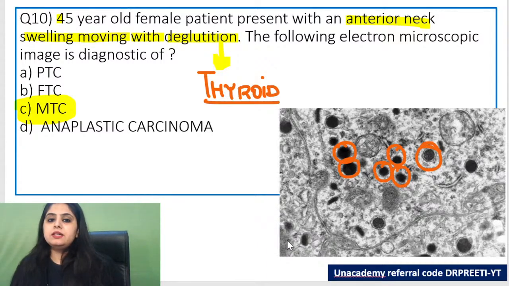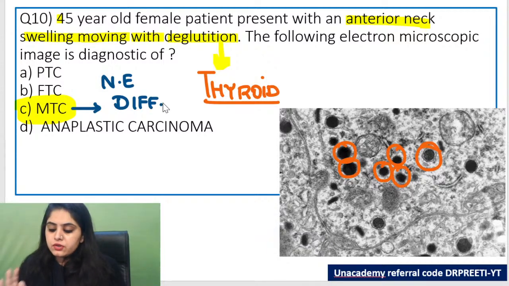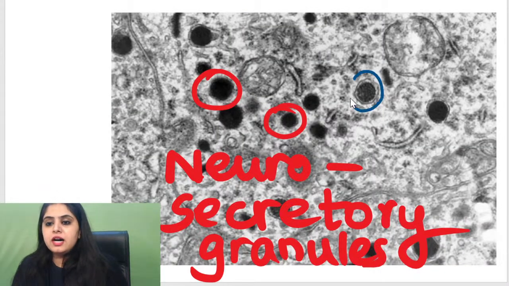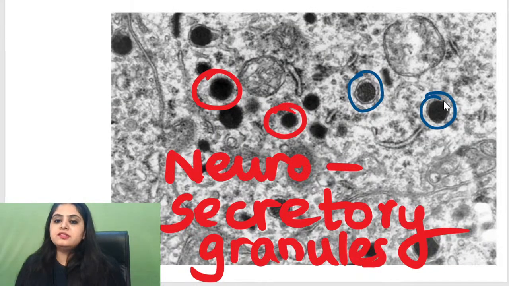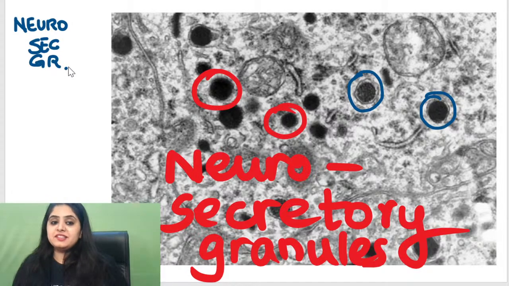Do you all remember, a few days back in the Kickstart morning sessions, I had taught you that medullary carcinoma of thyroid shows neuroendocrine differentiation. Did we study this? The only thyroid cancer to show neuroendocrine differentiation. Everyone's answering it. Very, very good. So actually, what are these dark black granules? These are neurosecretory granules. They are neurosecretory granules.